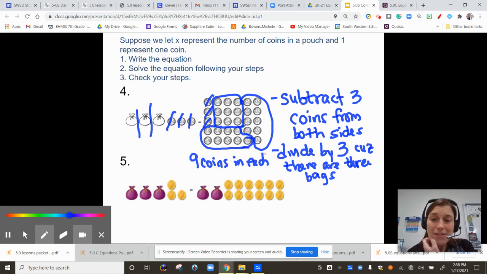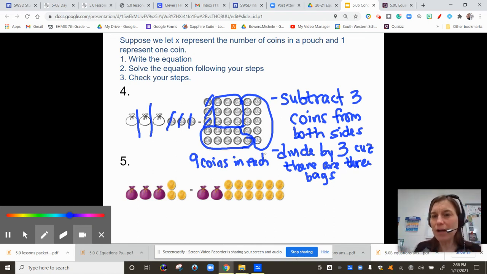Okay. So yesterday you did this, page 2, number 4. And you wrote out all of your steps. You crossed out 3 coins from each side, and then you divided it up by the number of bags that you had, and then you found there were 9 coins in each bag, and you wrote out all your steps. You're going to be doing that again today, but the difference is, in addition to that, you're going to do something new, and this is where the magic happens.